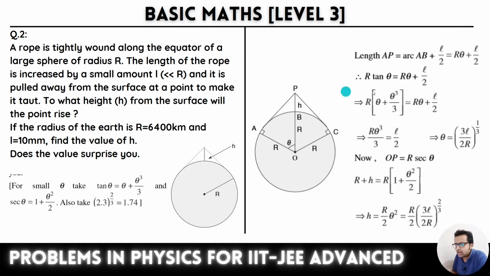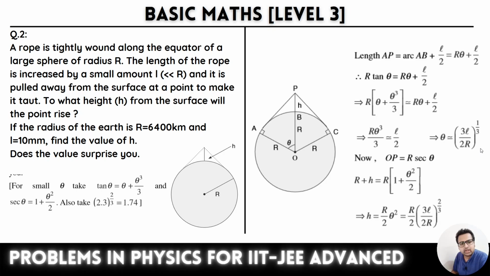AP is r tan theta. So r tan theta is equal to r theta plus L by 2. In the question, it is given tan theta is approximately equal to theta plus theta cubed by 3, so we can substitute. So r times theta plus theta to the power of 3 upon 3 is approximately equal to r theta plus L by 2. After solving, you get theta. So theta is (3L upon 2r) to the power of 1 by 3. So theta we calculated, but ultimately we have to calculate small h.